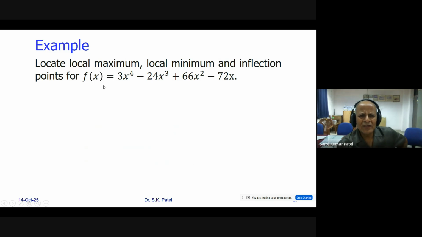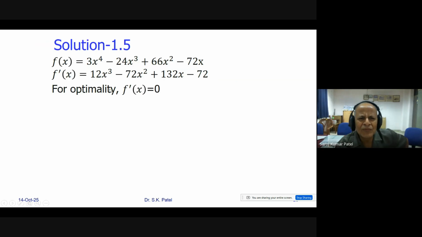Now you solve another example, try it yourself. Can you solve it? Same procedure. First find the first derivative. So 3x4 will be 4x cube, so 4 into 3, 12x cube. Then x cube here will be 3x square, so 3 into 24 is 72x square. Then this x square will be twice x, so 2 into 66 is 132x. And 72x will be 72.